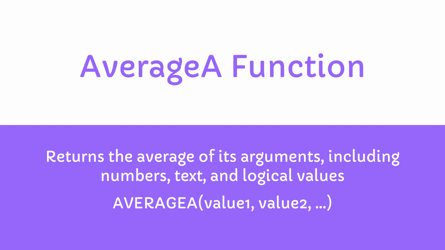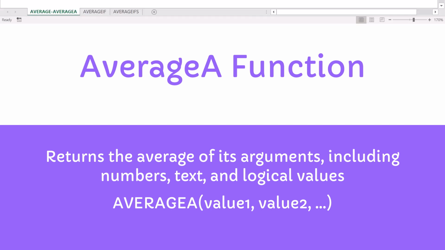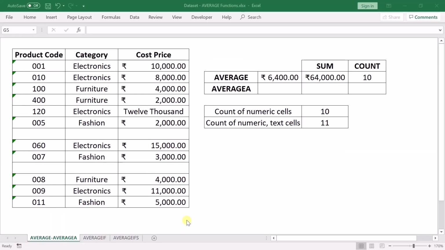The AverageA function returns the average of its arguments, including numbers, text, and logical values. Let's see how the AverageA function differs from the average function. The AverageA function not only considers the numeric cells, but it also considers the text cells and the cells with logical operator values. To calculate the AverageA of the cost prices of all the products here, let's enter equal to AverageA and select the range of cells. Press enter. You see that the AverageA has come out to be different from the average.